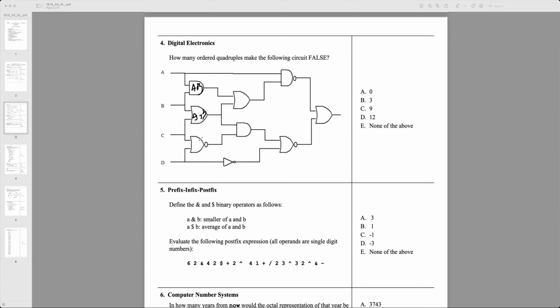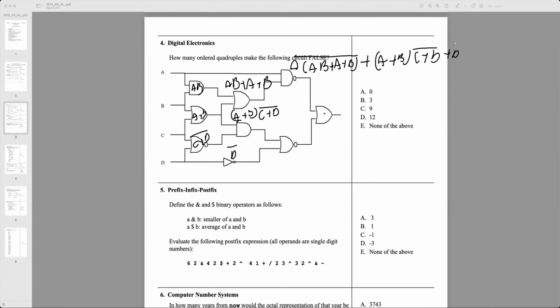AB, A plus B, C plus D not, B not. It's A plus B times C plus D, and that's AB plus A plus B, and that's A times AB plus A plus B, not plus, it's plus here anyway. So it's going to be A plus B times C plus D plus D not, that entire thing. And so let's simplify now.